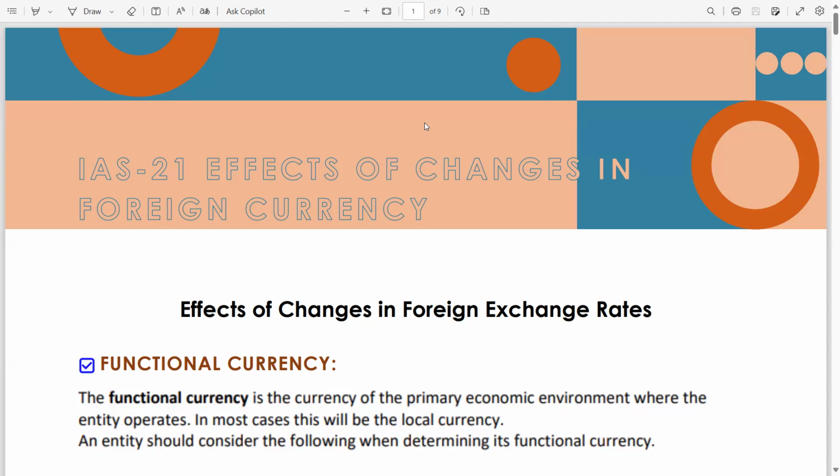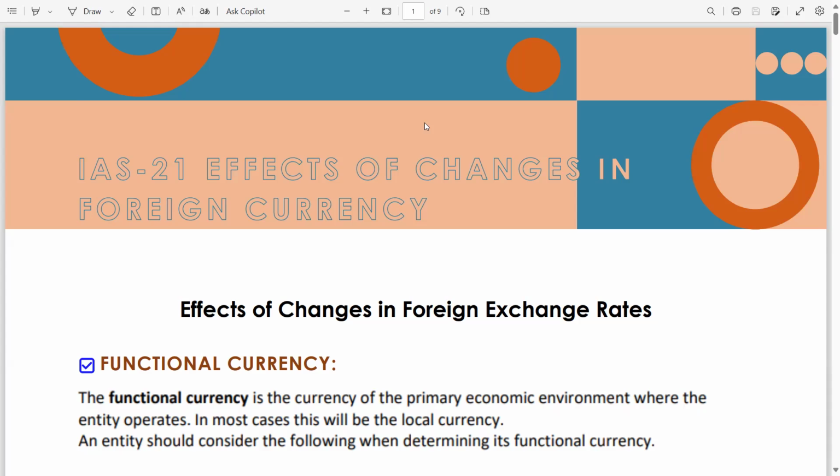Okay, so today we are going to discuss IAS 21, effects of changes in foreign exchange rates. Most of the students have asked me why I have not uploaded the IAS 21 lecture. The core reason is that there is no point in uploading this lecture previously, because there are a few standards which I would like to upload before this standard. That's why I decided to keep this lecture for the end.